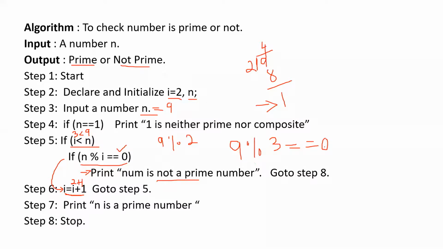9 mod 3, what will be the remainder? The remainder will be 0. So in this checking, when n is equal to 9 and I value is 3, it will give a remainder 0. Then what will it be printing? It will be printing number is not a prime. Got it? In the first iteration, it will not be printing. I was telling that only. You might be thinking that 9 is not a prime number, but in the first iteration, it will not print it.